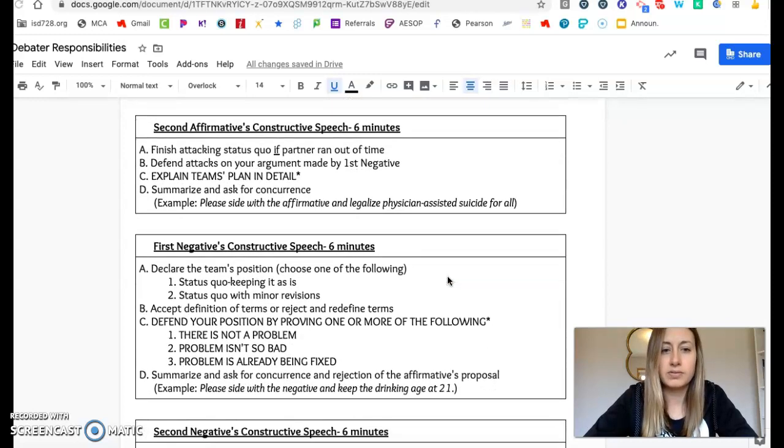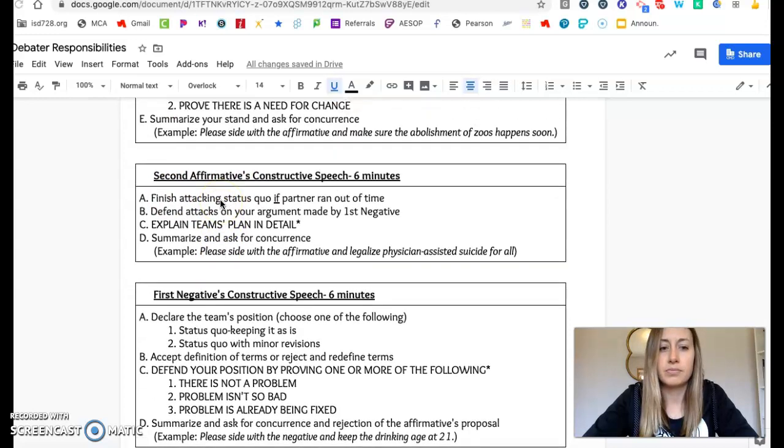The second affirmative is going to start by attacking the status quo if their partner ran out of time. So if first affirmative ran out of time with attacking the status quo and saying why there needs to be a change, then the second affirmative can go ahead and do that. Then they're going to defend attacks on your argument made by the first negative.